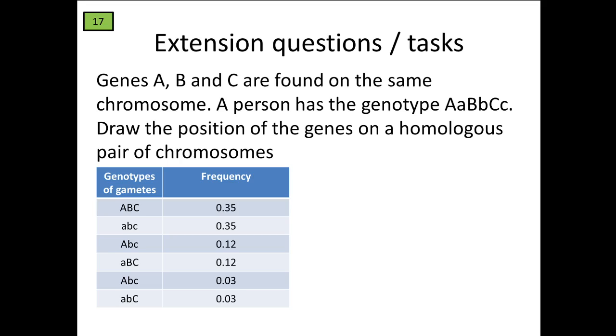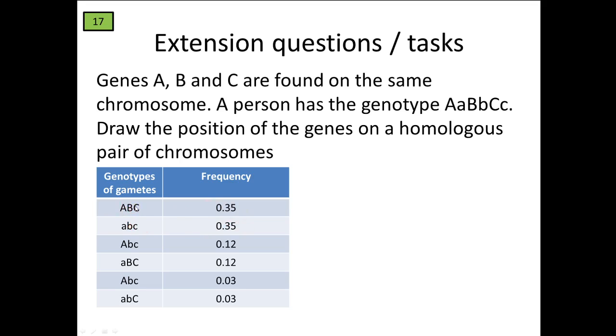Right, let's go for this one. Genes A, B, and C are found on the same chromosome. A person has a genotype of big A, little a, big B, little b, big C, little c. Draw the position of the genes on a homologous pair of chromosomes. Let's look at the data. Big A, big B, big C, they're common. Little a, little b, little c, they're also common. So that gives us the original position of the chromosomes.